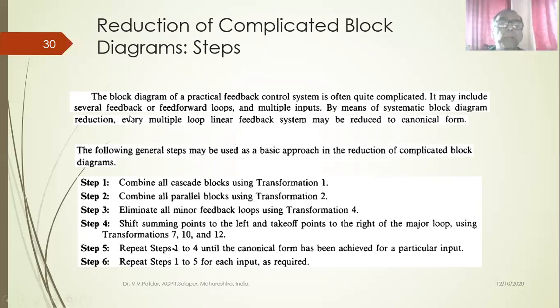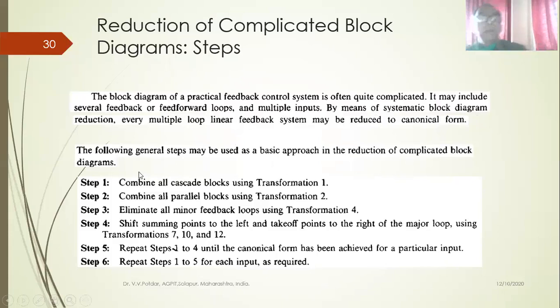The block diagram of a practical feedback control system is often quite complicated. It may include several feedback or feed-forward loops and multiple inputs. By means of systematic block diagram reduction, using various rules of block diagram algebra, every multiple loop linear feedback system may be reduced to canonical form and the transfer function can be obtained. The following general steps may be used as a basic approach in the reduction of complicated block diagrams.